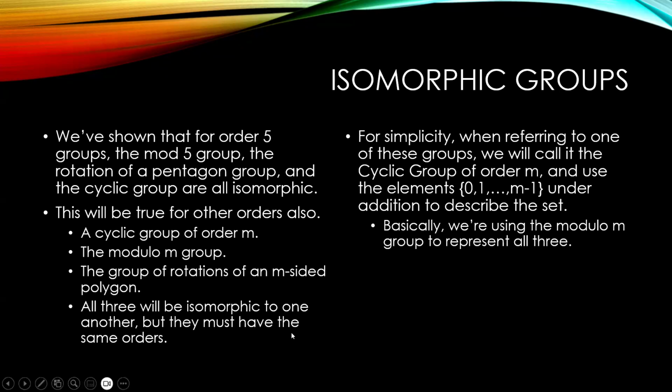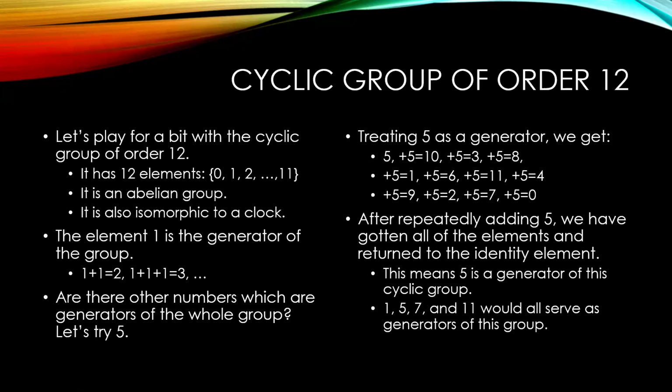Since we're going to be dealing with these types of things, instead of writing or stating each one separately, we're going to treat them all as though they're the same group. And we'll just call them the cyclic group of order M. And we'll do them under addition because that's probably the easiest one to deal with. And so basically, we're using the modulo M group to represent all 3. And so let's go back to the cyclic group of order 12 and see if we can play with it a little bit more.